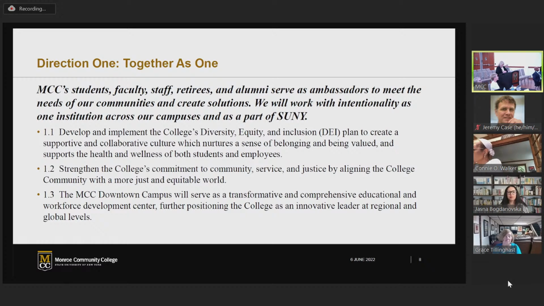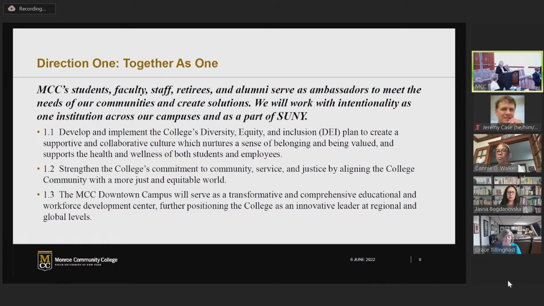In addition, the goals include the development of a new DEI plan, which is to be handled and moved forward by Kelvin Gant, commitment to our community, to service and to justice. And it also talks about a vision for our downtown campus. We know we have a beautiful campus here, but it's time for us to figure out what that vision really is. What do we want it to be to our community, to ourselves, but also to the outside community?